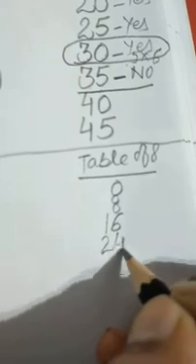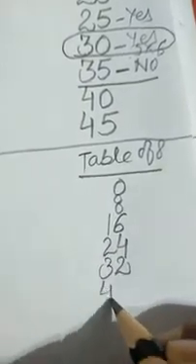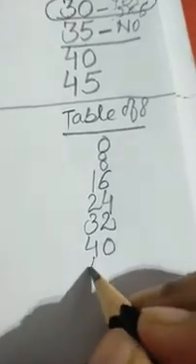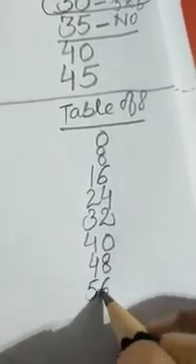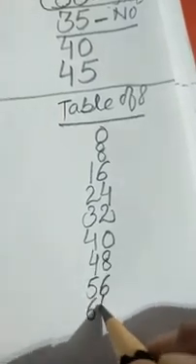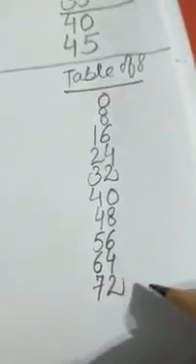8 zeros the 0, 8 ones the 8, 8 twos the 16, 8 threes the 24, 8 fours the 32, 8 fives the 40, 8 sixes the 48, 8 sevens the 56, 8 eights the 64, 8 nines the 72. Like this we will write the table of 8.